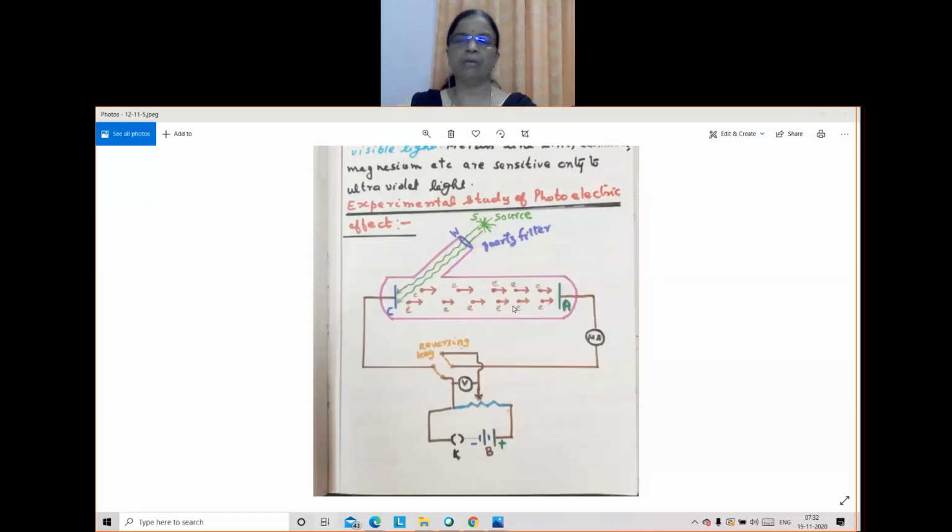So what is Einstein's photoelectric equation? If h nu is the energy incident on a metal surface, from that h nu 0 is utilized for ejecting the electron, and the remaining energy, h nu minus h nu 0, is the kinetic energy, half m v square, of the electron.